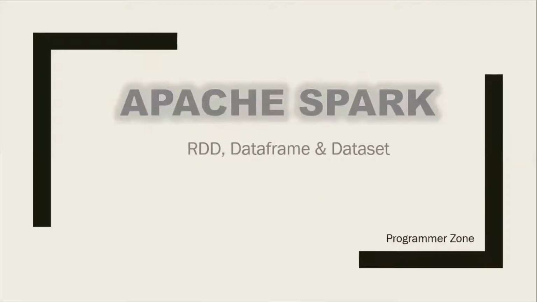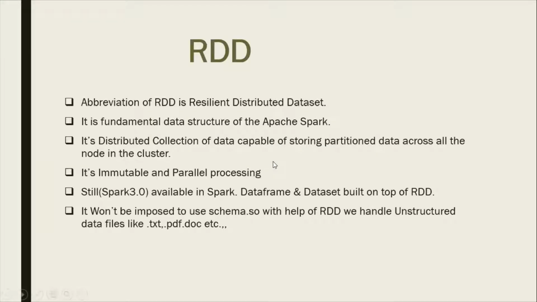Hello viewers, in this section we're going to learn about the basic difference between RDD, DataFrame and Dataset in Apache Spark. Let's discuss what is RDD. The abbreviation for RDD is Resilient Distributed Dataset. It's a fundamental data structure of Apache Spark.